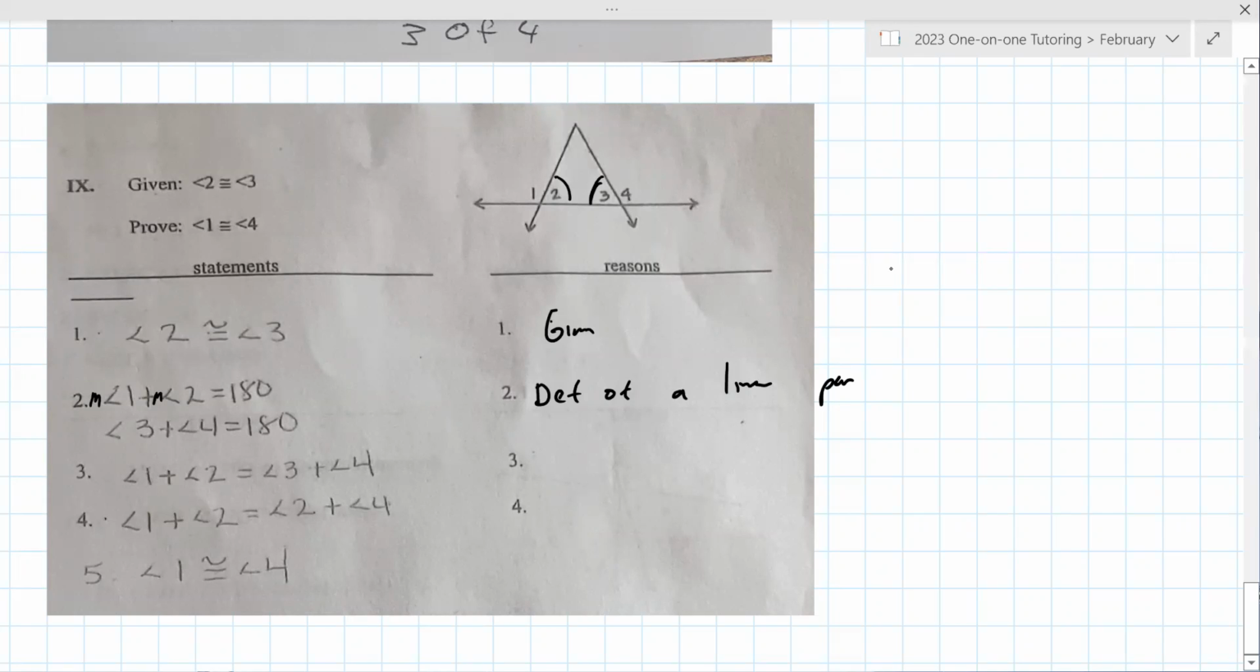All right, and then the 3 here is based on 2. They're saying since they both equal 180, then the 2 pairs must equal each other. And that's substitution. You're substituting in for the 180 in one or the other. We're basically setting them equal to each other.